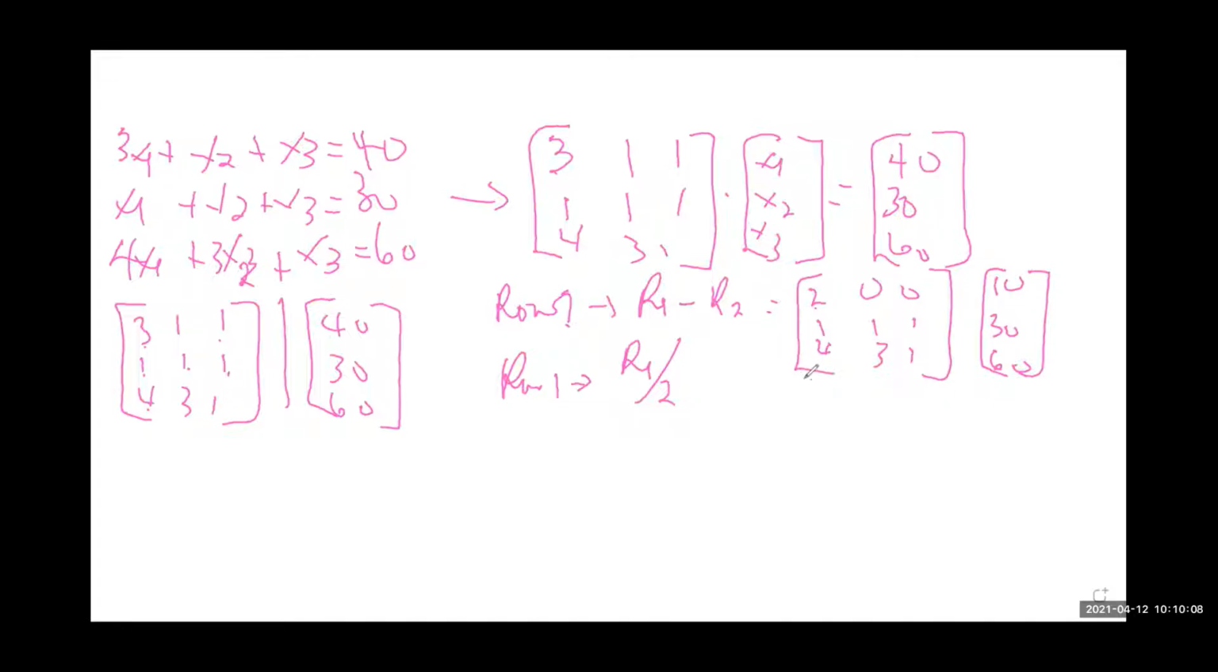Okay, so let's look at what our friend said. So 2 divided by 2 is 1. 0 divided by 2 is 0. 0 divided by 2 is 0. Okay, then I have 10 divided by 2 is what? 5. Row 2 is still the same. Row 3 is still the same. And I have 30 and what? 60. That's what we have done. So at least row 1.